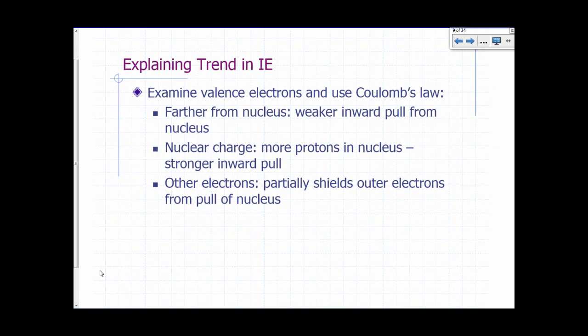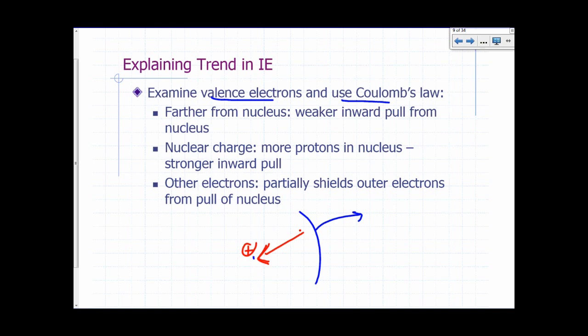All right. How do we explain the trend in ionization energy? What you need to do is examine your valence electrons and use Coulomb's law. In general, remember it's the valence electrons that will be lost by the atom when it ionizes, right? And we talk about ionization energy. So the farther that valence electron is from the nucleus, the weaker the inward pull on that electron by the nucleus.